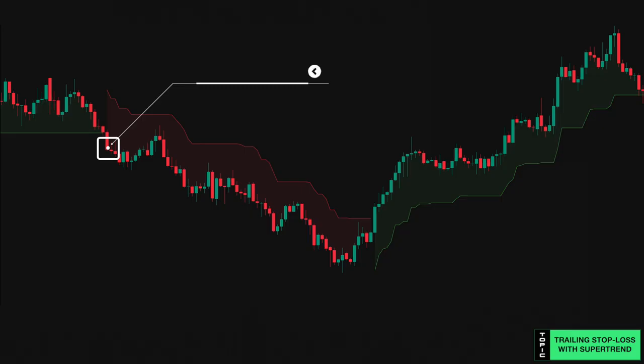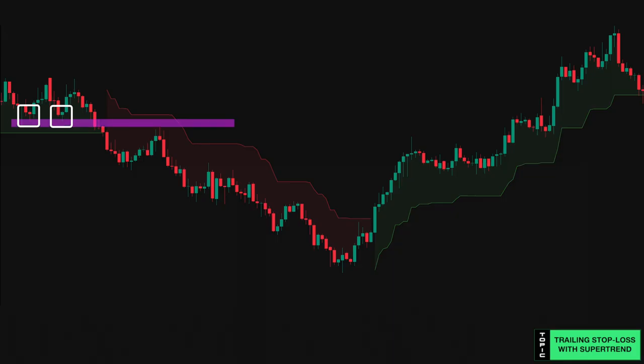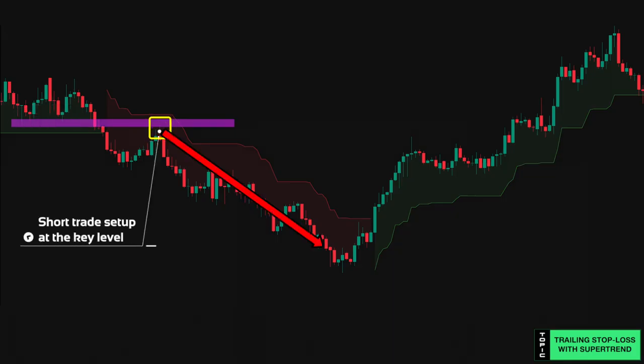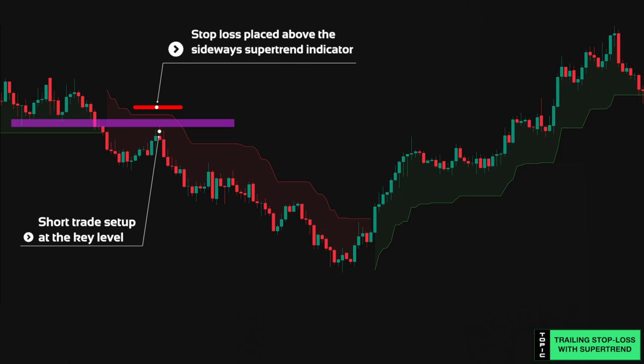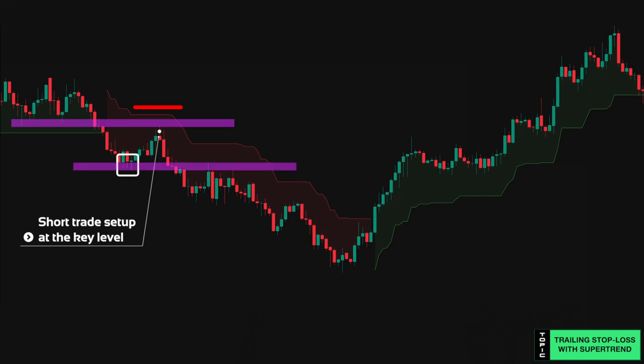Price breaks below the green super trend and into the red, giving you a bearish bias. These reversal points give you a key level. Short trade setup here, and stop loss above the sideways super trend indicator. This reversal point gives you a key level.